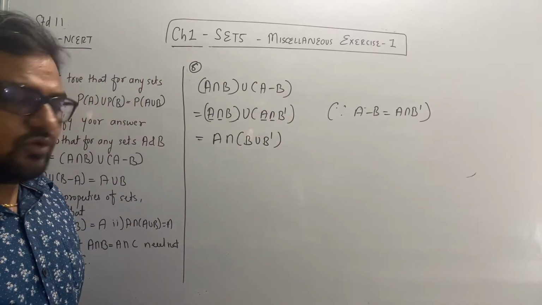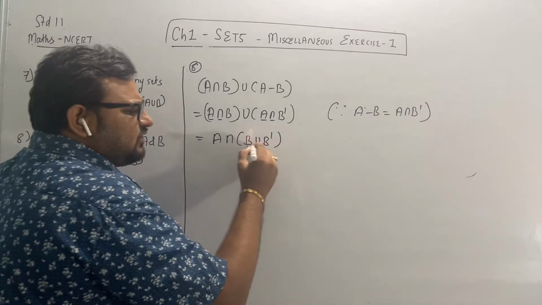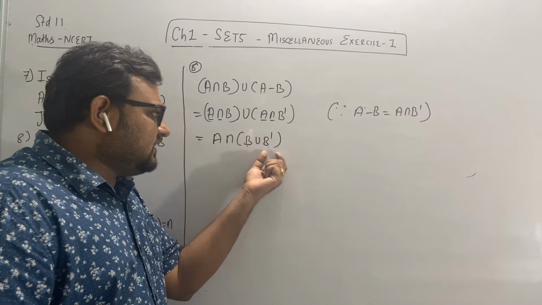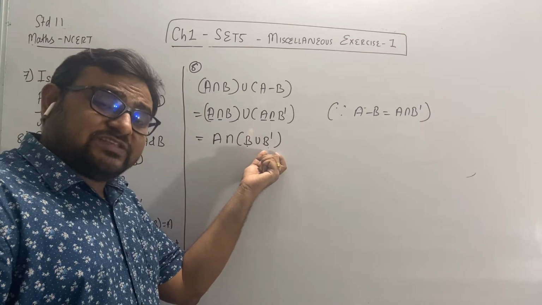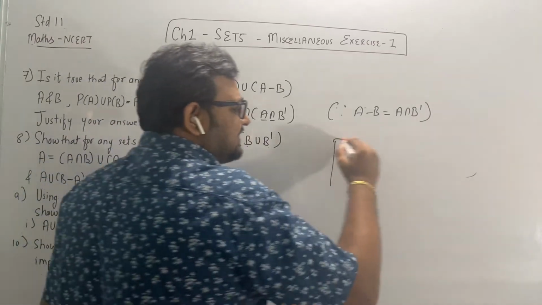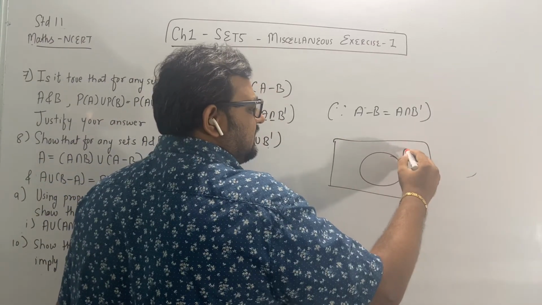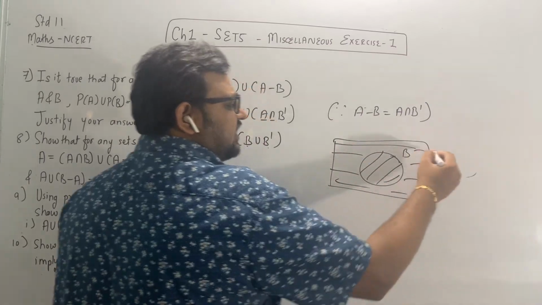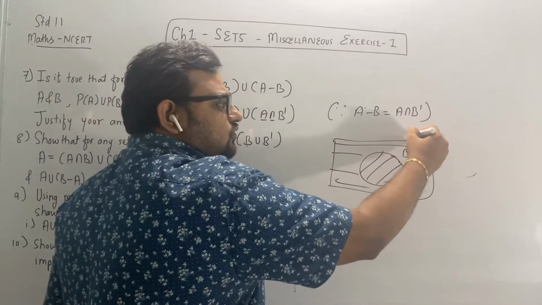Clear? Okay. So now, what is B union B complement? B means all the elements of B. B complement means all the elements which are in U but not in B. So this will be equal to U. See, like this way. If this is set B, and this is B complement, then when you take the union of both, it will be U.